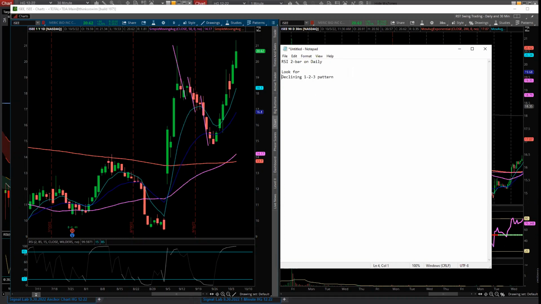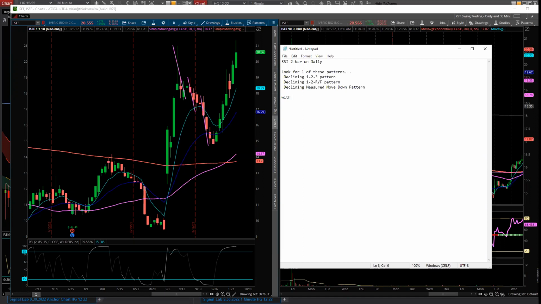Look for either one of these: that declining 1, 2 retest and failure pattern, which I'll show you, or, as I've already shown you, the declining measured move down pattern. You're looking for one of these patterns. I wanted to give you guys something actionable today that you can do on your own and start trading. Look for one of these patterns: declining 1, 2, 3, 1, 2 retest failure, or declining measured move down.